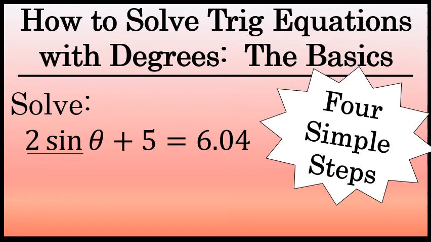2 sine theta plus 5 equals 4.04 is a trig equation. A trig equation is an equation where the unknown, in this case theta, is an angle that's part of a trig function. Basic trig equations like this one can be solved in 4 steps that really aren't too difficult. We'll talk about those 4 steps and solve this trig equation in this video.